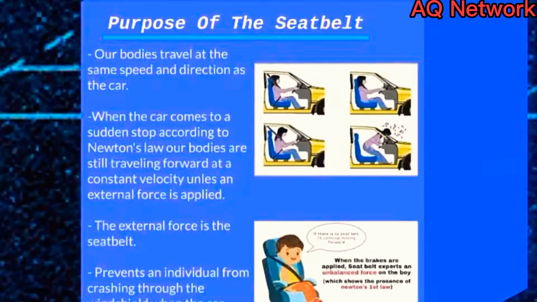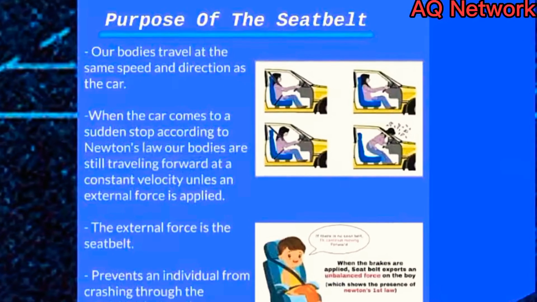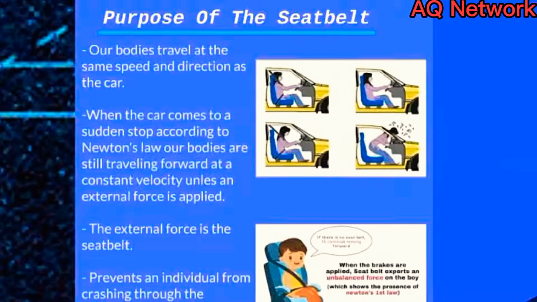As the car is proceeding forward, our bodies are also proceeding forward at the same velocity and direction the car is going. Our body's inertia is in constant motion the same way the car is. Newton's law states that an object experiencing constant velocity will continue to do so unless an external force is acted upon the object. The external force in this example is the seatbelt.